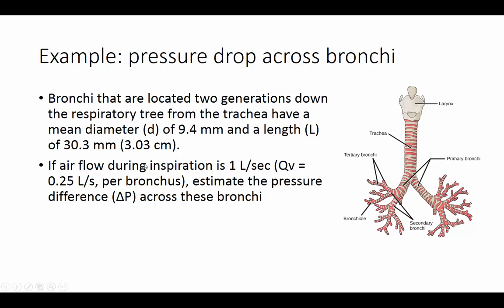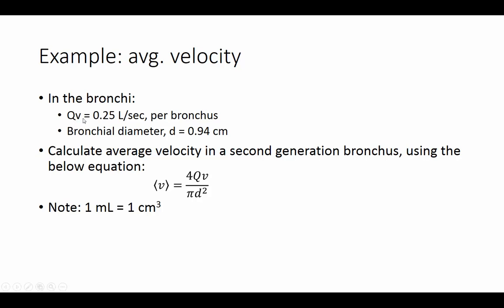If airflow during inspiration is 1 liter per second, so our Qv is 0.25 liter per second per bronchus, estimate the pressure difference, delta P, across these bronchi. So we want to find delta P, the pressure drop. In the bronchi, Qv is equal to 0.25 liter per second per bronchus. The bronchial diameter, D, equals 0.94 centimeters. Calculate the average velocity in a second generation bronchus using this equation here. And 1 mL is equal to 1 cubic centimeter.